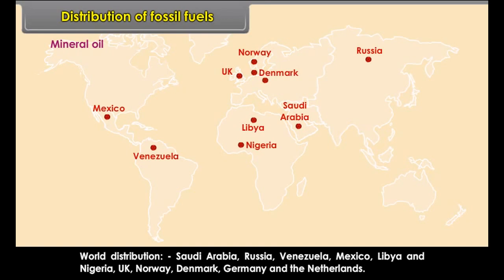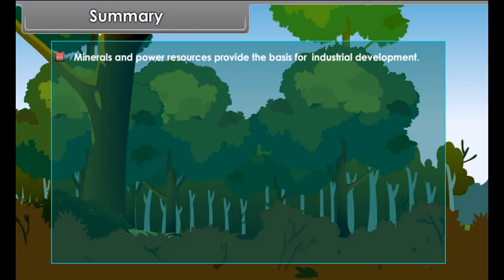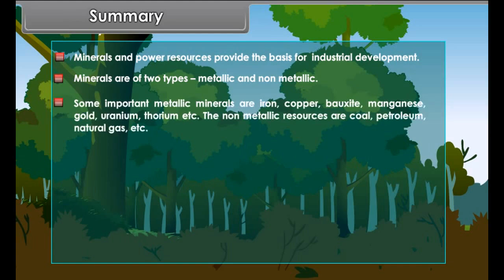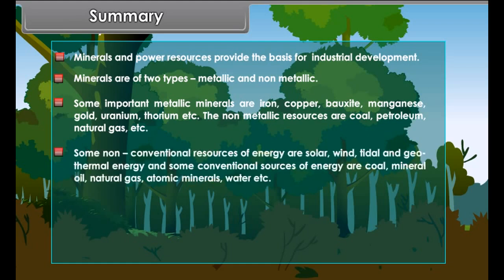Coal. World distribution. Russia, USA, China, Australia, parts of Western Europe, South Africa and India. In India, Gondwana coal deposits are located in Damodar Valley, Jharkhand and West Bengal. Important coal fields are Jharia, Rani Ganj, Bokaro. Other coal fields are Godavari, Mahanadi, Sone and Wardha valleys. Tertiary coal deposits are located in northeastern states, Meghalaya, Assam, Arunachal Pradesh and Nagaland.